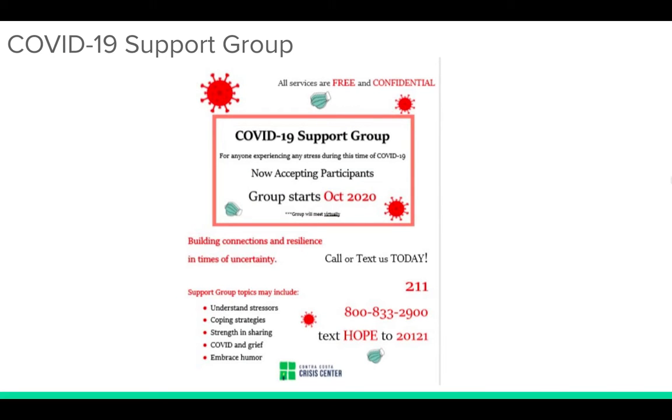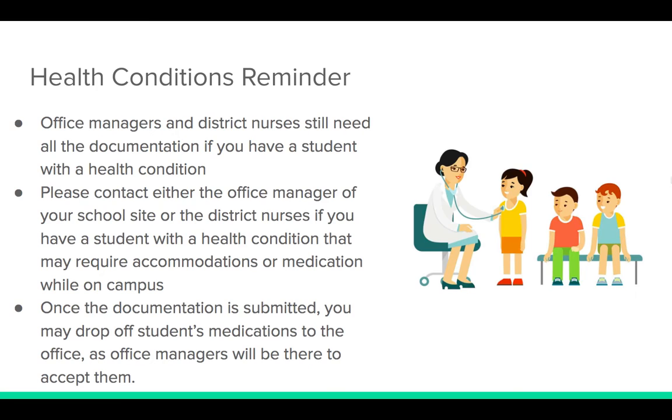There is a COVID-19 support group through the Contra Costa Crisis Center, and this support group includes topics like understanding stressors, coping strategies, strength in sharing, COVID and grief, and even embracing humor. This is a great resource if you are going through a rough time right now. The Contra Costa Crisis Center also has a phone line and a text line if you just want to talk to somebody about really anything at all. This is definitely a great resource to take advantage of.